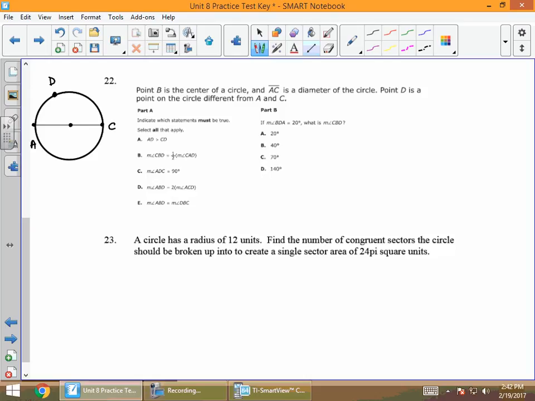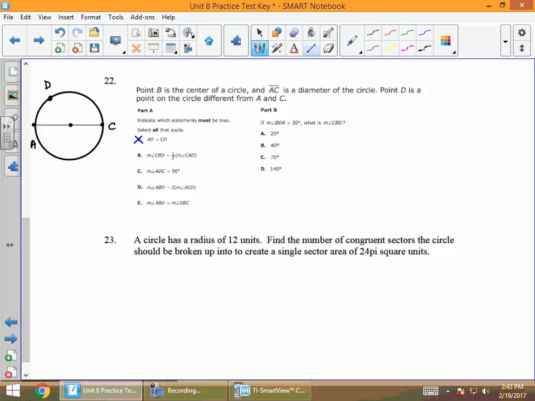And part A says indicate which statements must be true. Has to be true no matter where D is located. So let's look at, select all that apply. All right, so is arc AD has to be bigger than CD. Well, if you look at where D is located right now, arc AD is actually smaller than arc CD. So that means A is not always true. It could be true, just not always.